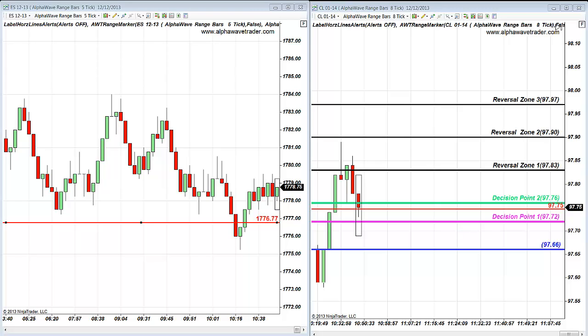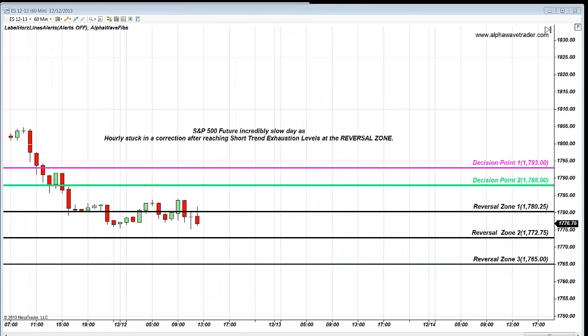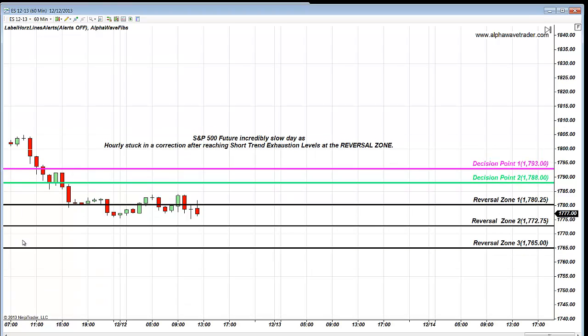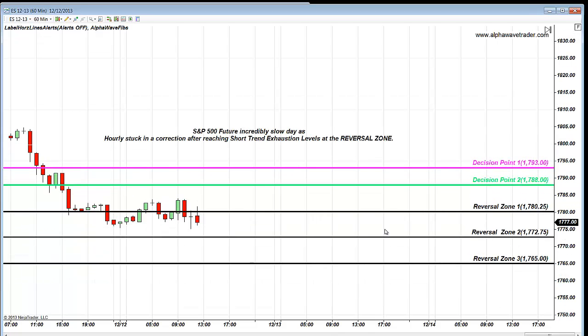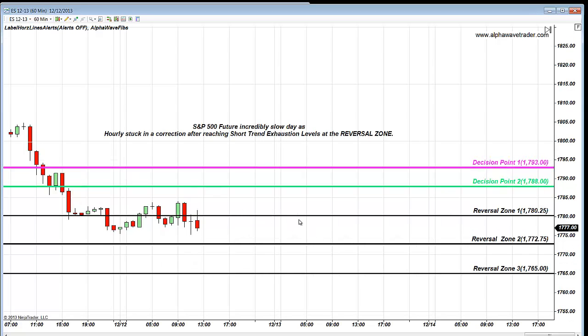Thank God for oil. All right, so it is 12 EST. Incredibly slow and very fascinating day on S&P continues. For all the reasons, reminding you how critical it is to know when price reaches reversal zone area. This is what we call in the course danger zone dense, price stuck in the corrective fluff. Nothing good happens here. Sellers are exhausted. Buyers are not stepping in with power.